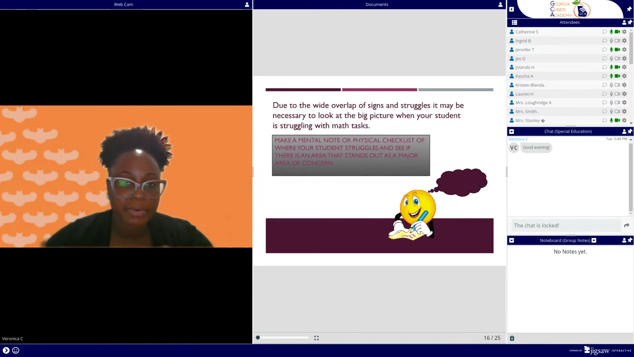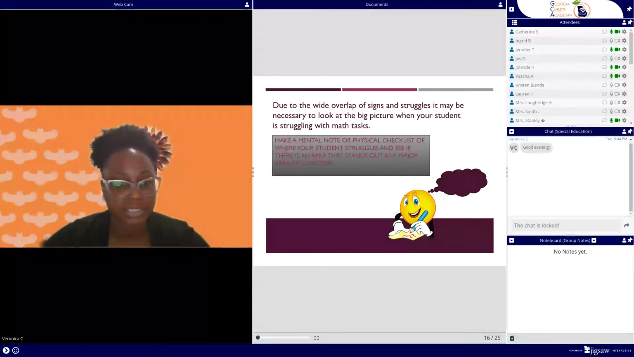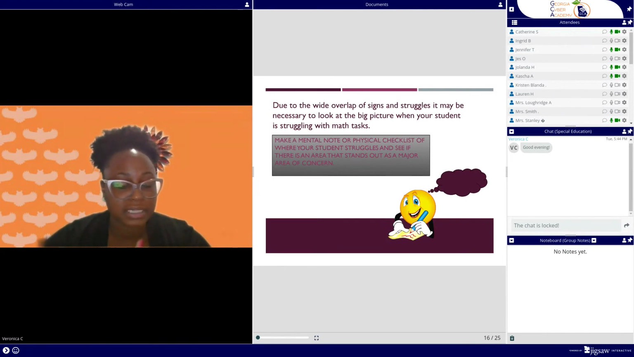So, for a number of things, these overlaps of signs and struggles may be necessary to look at the big picture when your student is struggling with tasks. So, you want to make a mental note or a checklist of where your student struggles and see if there's an area that stands out as a major area of concern. So, we rely on you as a learning coach, as well as working with the teacher, to watch your students to see where they're getting hung up.